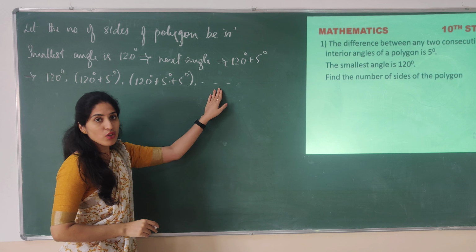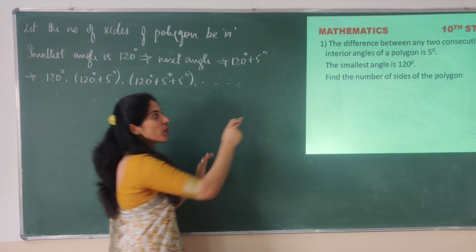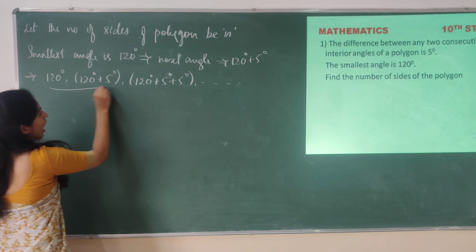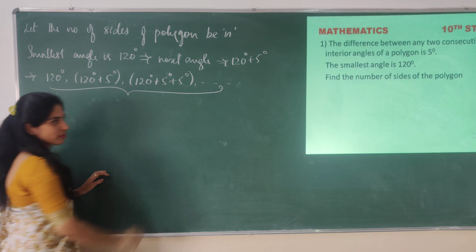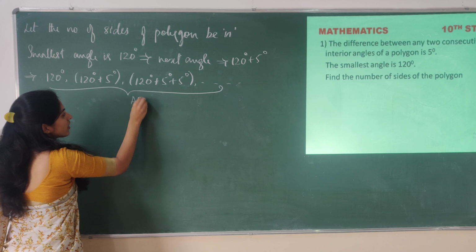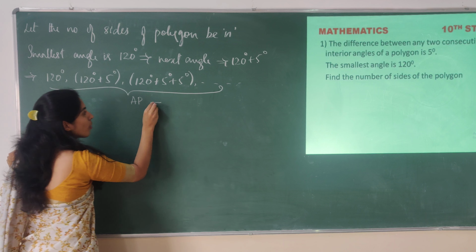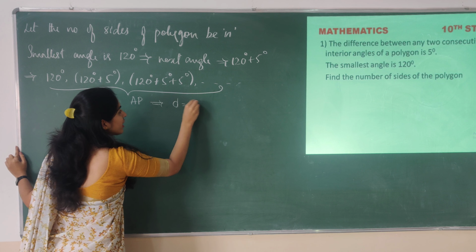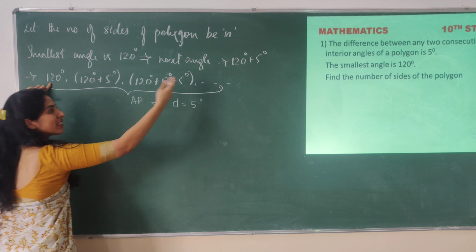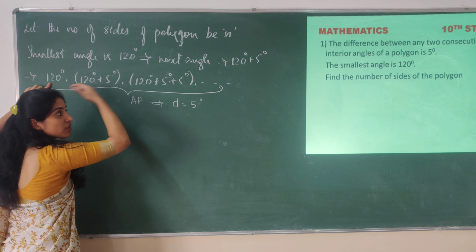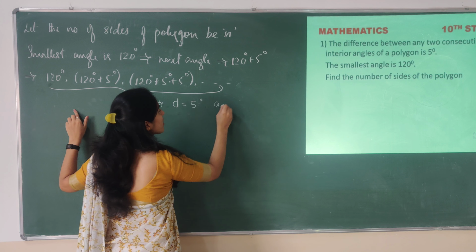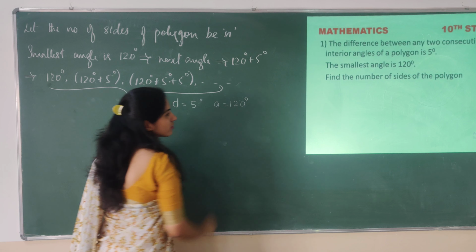Is it right, children? So I need to find the number of sides of this polygon. If you look carefully, how does this sequence look? It looks like an AP. This is an AP with a common difference 5 degree: 120, 125, 130, 135 and 140 and so on. So this is an arithmetic progression with common difference 5 degree and the first term 120 degree.